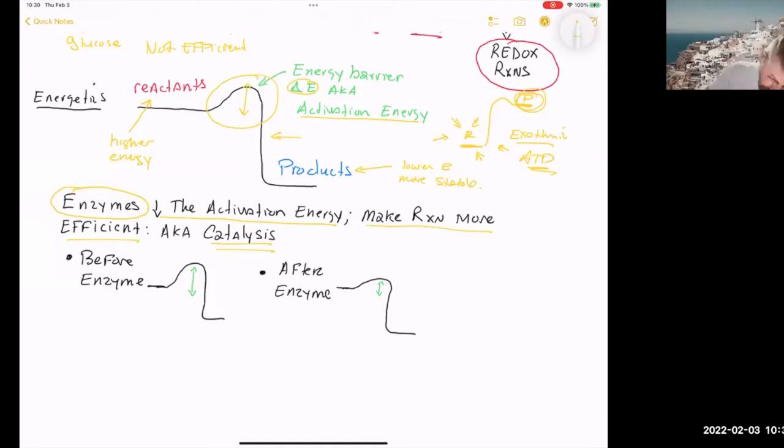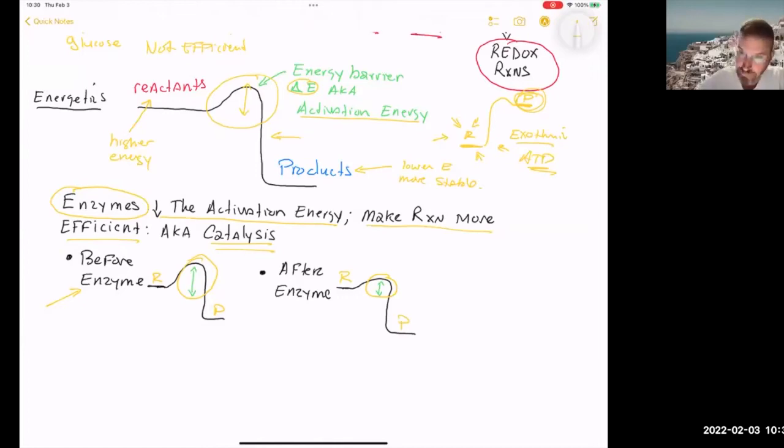So you might have a reaction look like this before enzyme. So your reactants and products, and you can see that there's a real big barrier. You have to put a lot of energy in to get that chemical reaction to occur. But if enzymes are present, reactant to product, you can see that the energy barrier is very, very small, and the chemical reaction will occur more efficiently. So the enzyme catalyzes the chemical reaction.